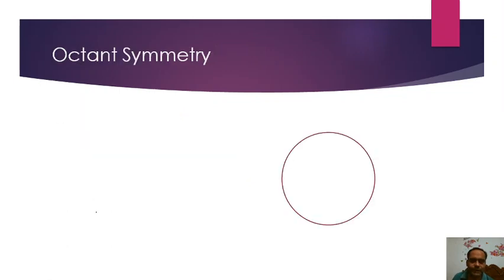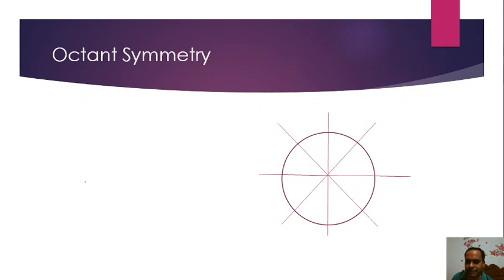Apart from this, you need to know the octant symmetry. By octant symmetry, I mean that if we draw a line and cut the circle on this line and fold it through this line, both the parts of the circle will exactly overlap. Similarly, if we draw a line along here and fold the circle along this line, both the parts will be overlapping each other. Similarly, the circle has symmetry about all these lines.